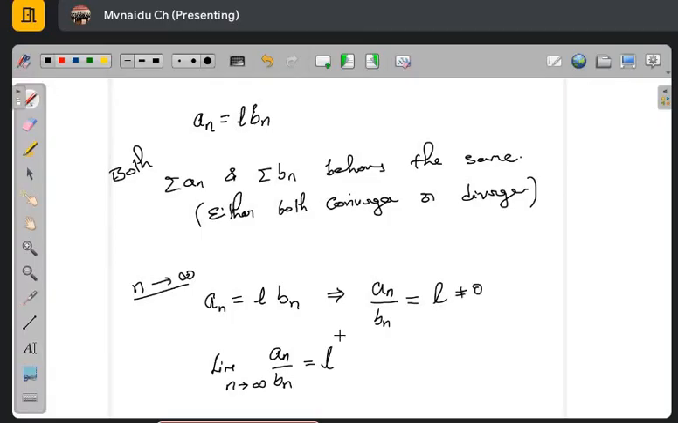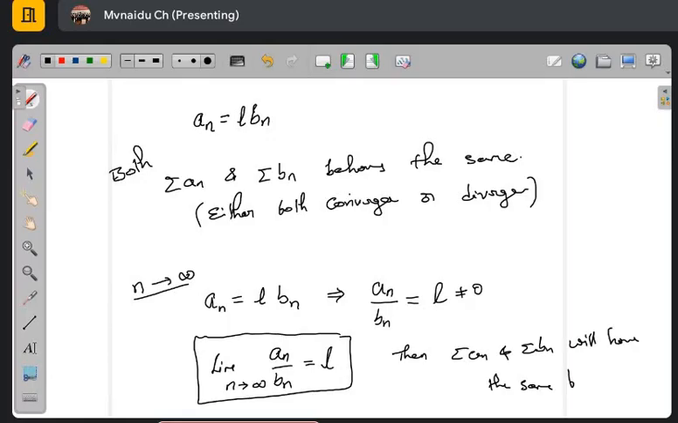So suppose you observe that as n goes to infinity, an over bn goes to L, then we can conclude that summation an and summation bn will have the same behavior. If you are struggling with the comparison result in finding bn, this limit comparison result will help you in finding bn so easily. Whatever I stated here is the limit comparison result: limit n goes to infinity, an over bn equals L, then both summation an and summation bn will have the same behavior.